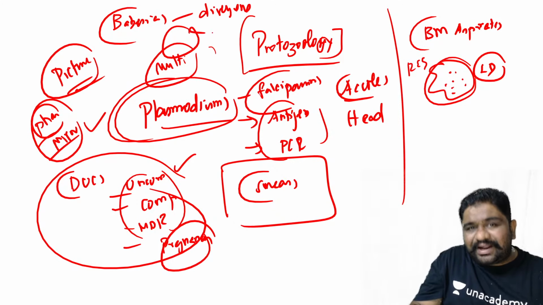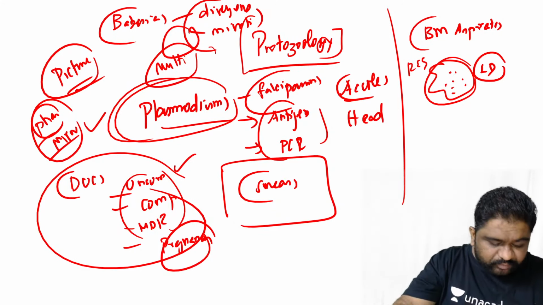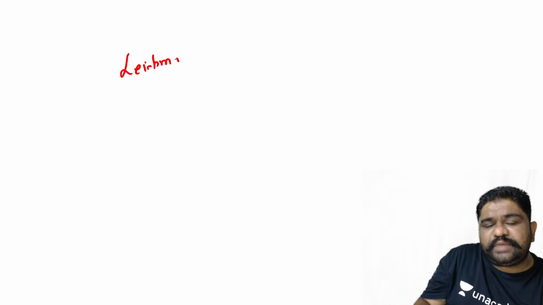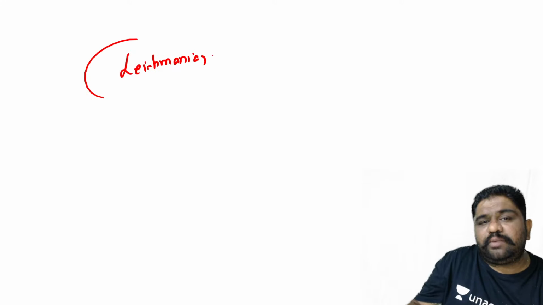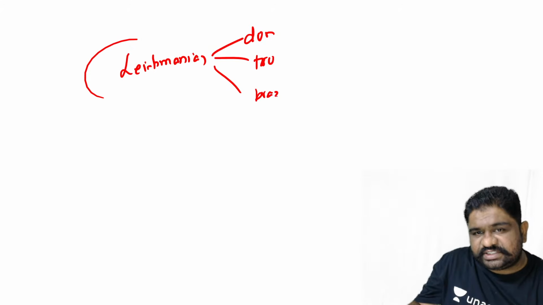Just try to remember at least the species present in Babesia. Okay, now what about the other kind of protozoa that you have to know? In case of protozoa like Leishmania, try to learn about the different species: Leishmania donovani, Leishmania tropica, Leishmania brasiliensis, etc.